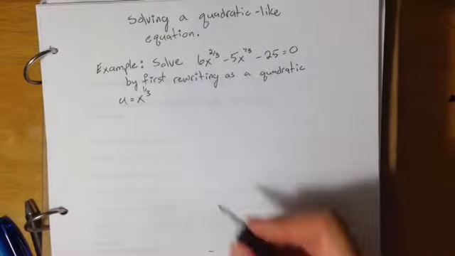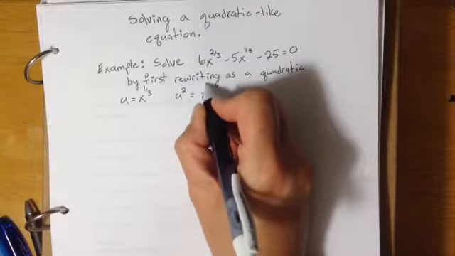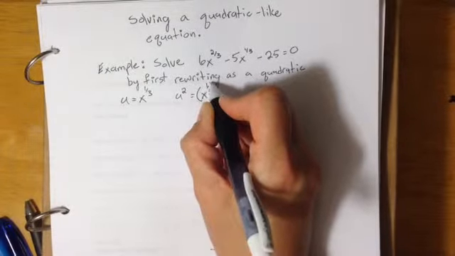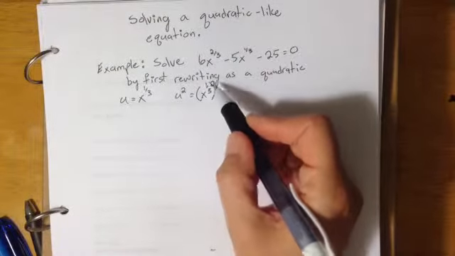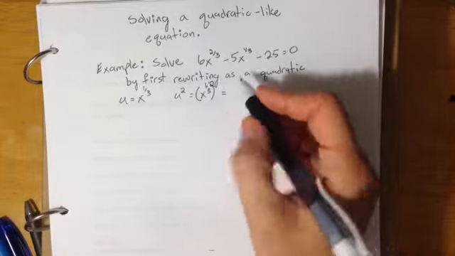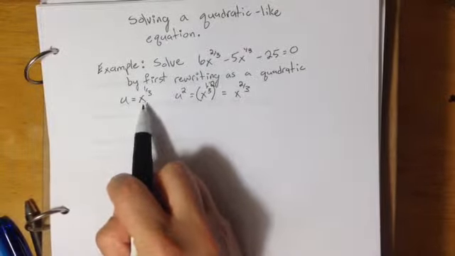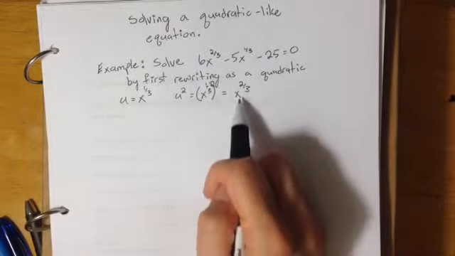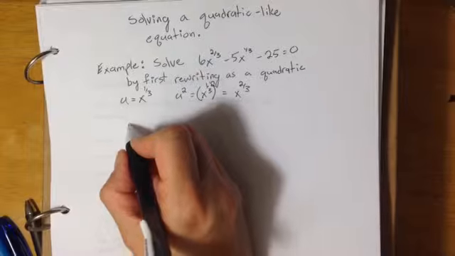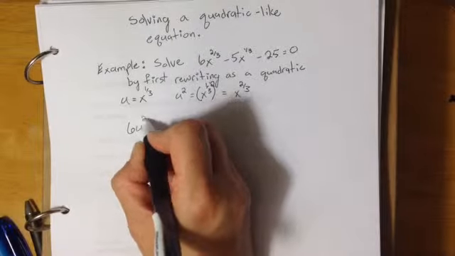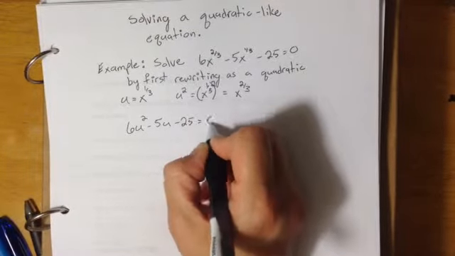And now I'm going to figure out what u squared would be. So u squared would be x to the 1/3 squared. I'm squaring both sides. And remember that when I have a power to a power, I multiply those powers, which in this case gives me x to the 2/3. So now I have u equals x to the 1/3 and u squared equals x to the 2/3. If I make that substitution back into my original equation, I get 6u squared minus 5u minus 25 equals 0.